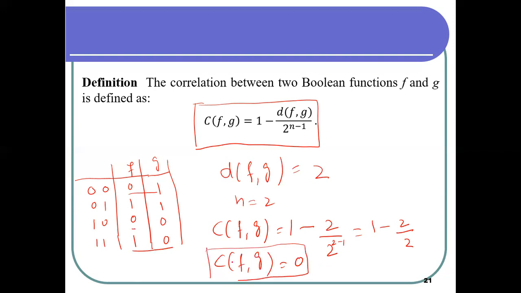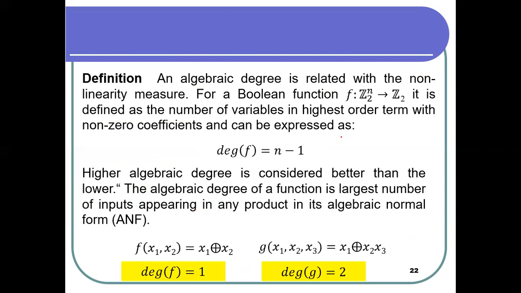So they are not correlated. F and G are not correlated. So I just put algebraic degree. I have discussed it already.